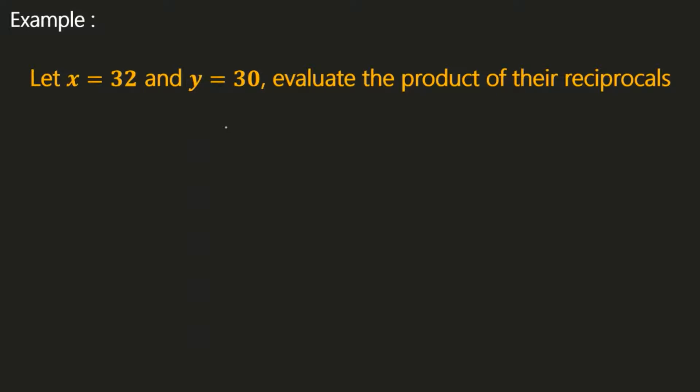So from the previous screen, we said that if we let x and y be any non-zero numbers, then the reciprocal of x multiplied by the reciprocal of y is equal to the reciprocal of x times y. Okay, so let's keep this in mind. Okay. So let's look at this problem. Let x equal to 32 and y equal to 30. Evaluate the product of their reciprocals.